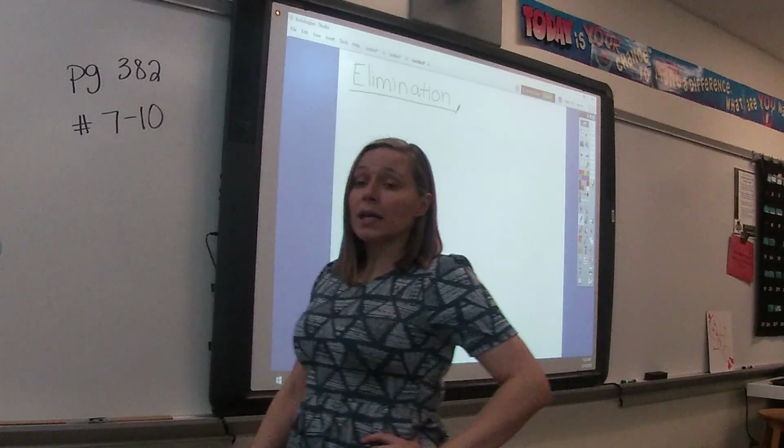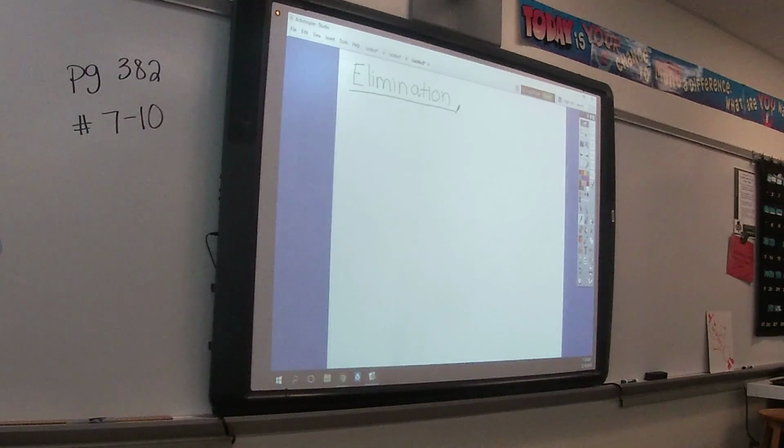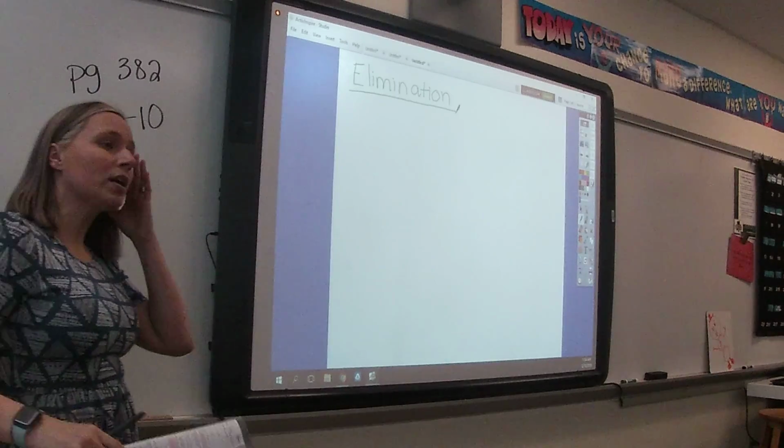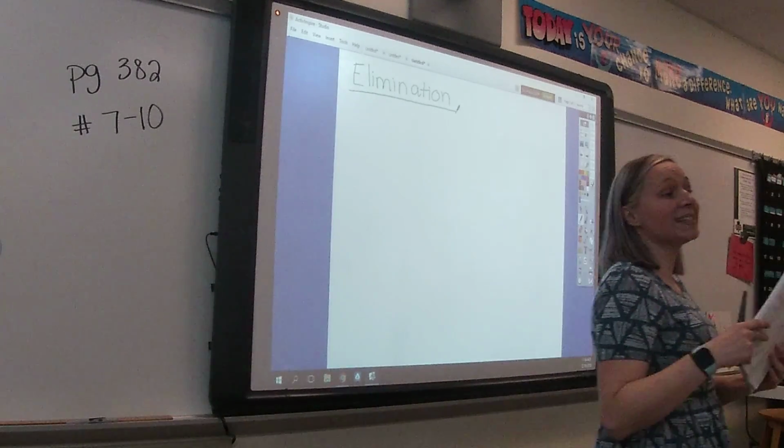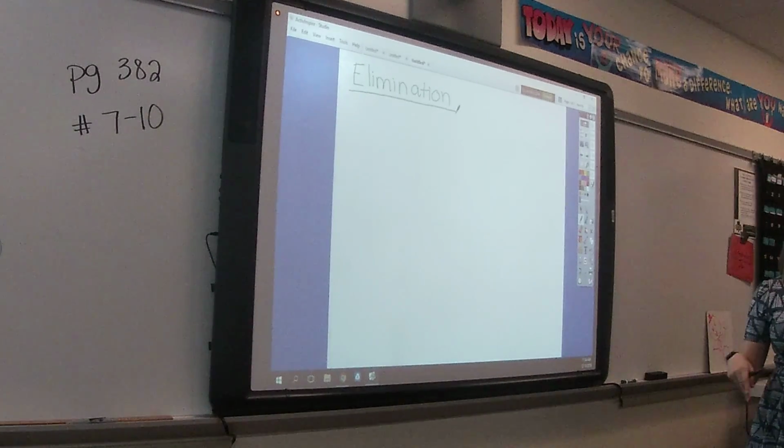When we're talking about a system in general, what is a system? Two equations, and how many variables? Two. We have an x and a y, two equations, two variables. Same idea as what we've been doing, but today they're going to look a little bit different in that they're stacked. They're going to be sitting on top of each other.